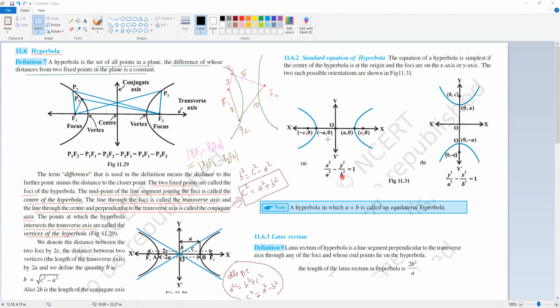So how will you know whether the transverse axis is horizontal or vertical? You have to look at which one has the minus sign. Look, if the minus is along with y square, the transverse axis is horizontal; if the minus is with x square, then the transverse axis is vertical. So this is the way you have to identify whether the equation represents a hyperbola with transverse axis horizontal or vertical.